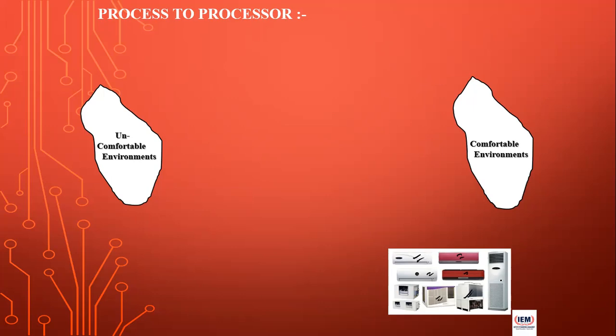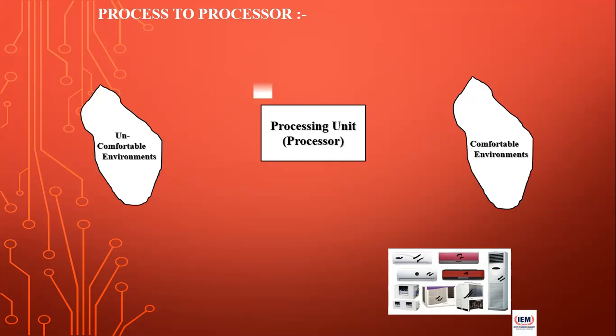Window AC, great. What about this one? No, this is also AC. It's called stand AC. Have you seen? This is not a cooler. Whatever you can see here is all part of the air conditioner. Now, in this uncomfortable to comfortable environment, we have a unit, which we call the processing unit, and usually we say this is the processor.